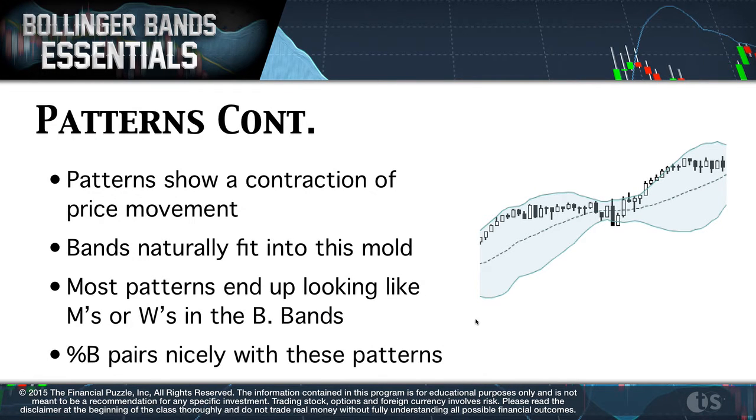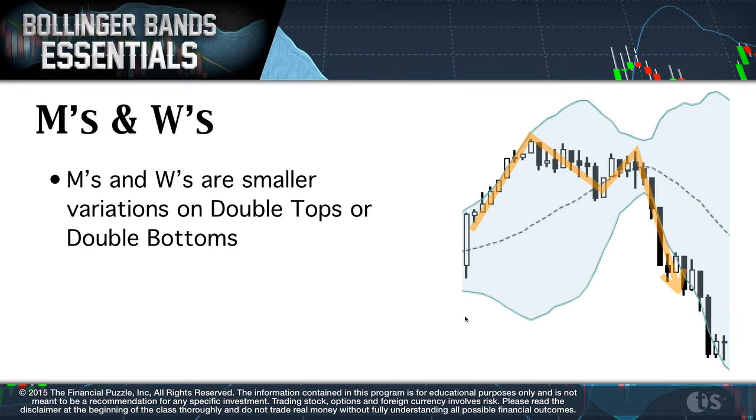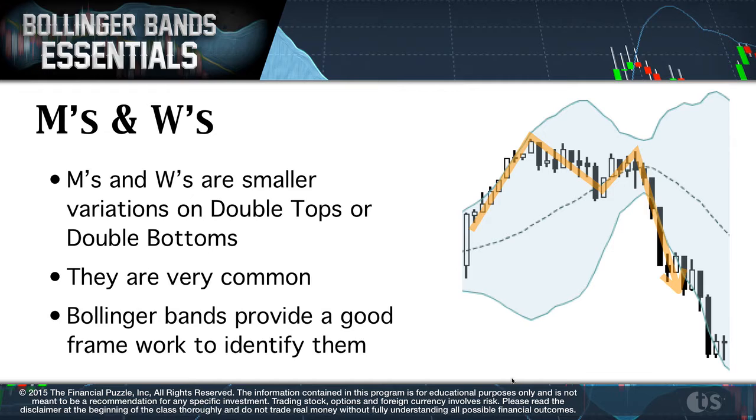And then the other thing you need to recognize is %B. The %B indicators are a really nice complement to identifying these patterns. So let's talk about M's and W's. M's and W's are smaller variations of double tops and double bottoms. They're really just a fractal of the double top and the double bottom. They're very common. We see them all the time. And Bollingers, of course, provide a really good framework to start identifying those M and W patterns.